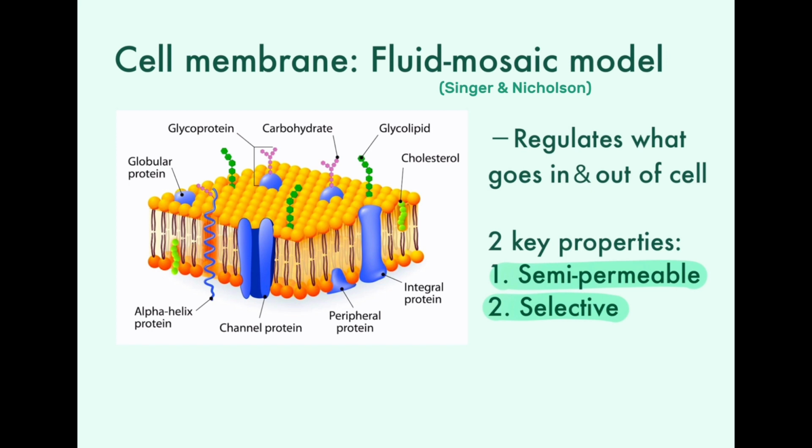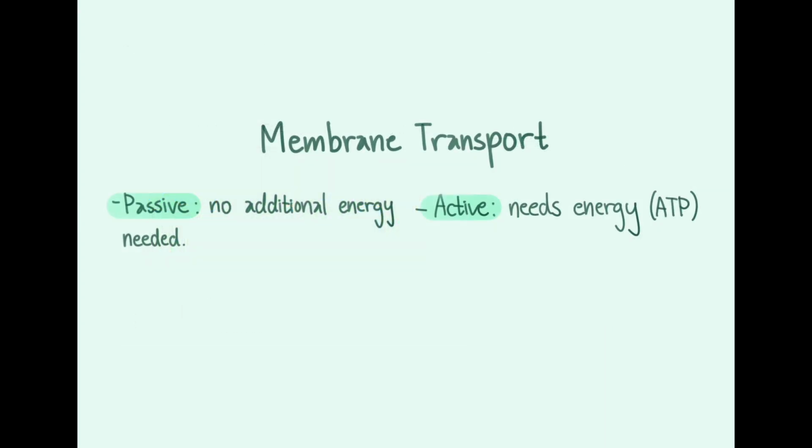One, it is semi-permeable, meaning that only certain things can pass through. And two, it is selective, meaning that it can regulate the passage of materials. Membrane transport can be either passive or active. Passive transport does not require any additional input of energy, while active transport requires energy in the form of ATP. First, let's talk about passive transport.